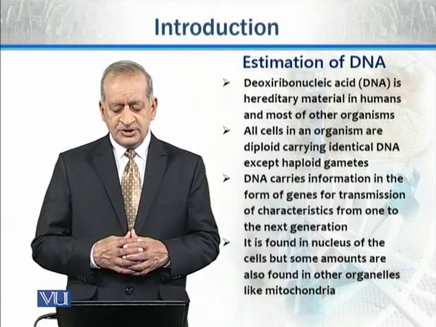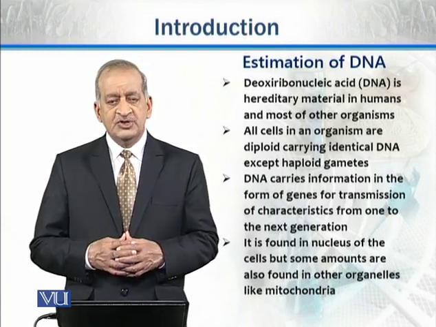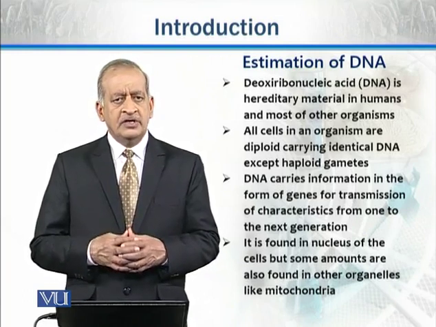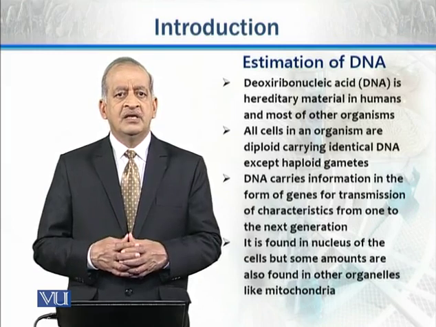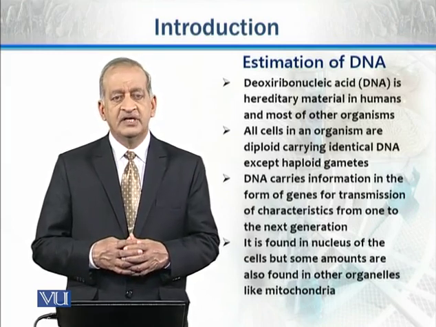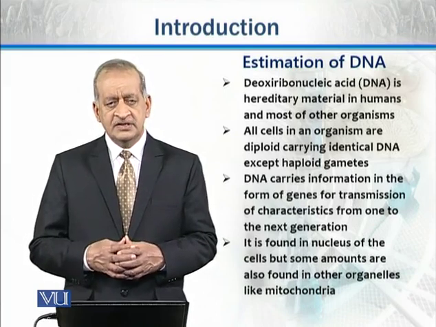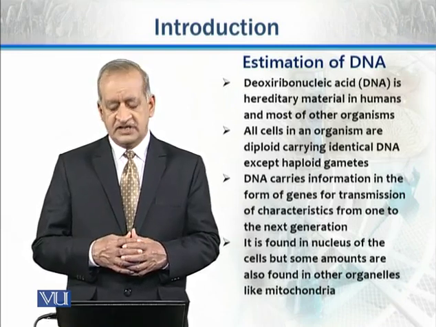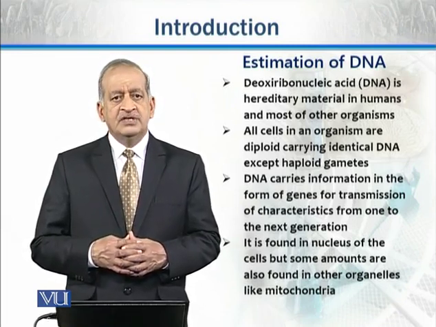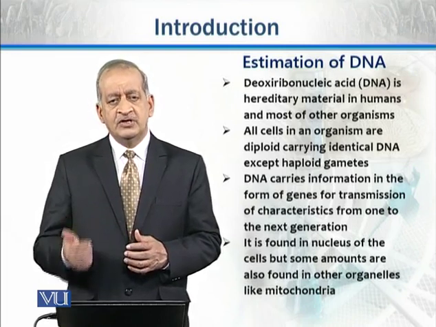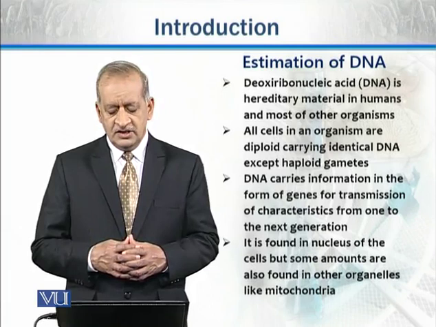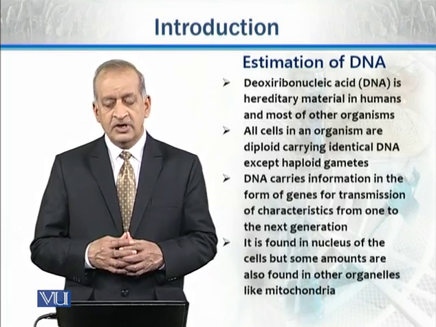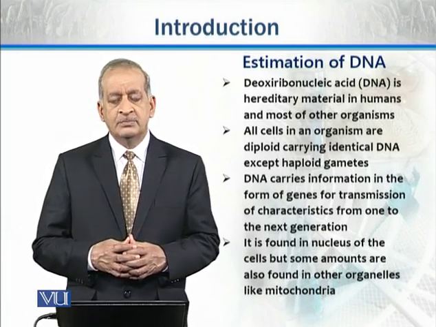DNA carries information in the form of genes for transmission of characteristics from one generation to the next generation. So all characteristics in human beings and in other organisms are controlled by DNA. And this DNA is transferred from parents to the offspring through gametes. DNA is found mostly in the nucleus, and this DNA which is found in the nucleus is known as nuclear DNA, while some amounts of DNA are also present in other organelles like mitochondria. So accordingly, that is named as mitochondrial DNA.